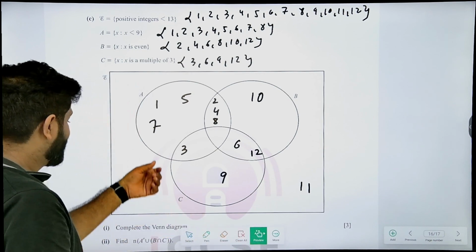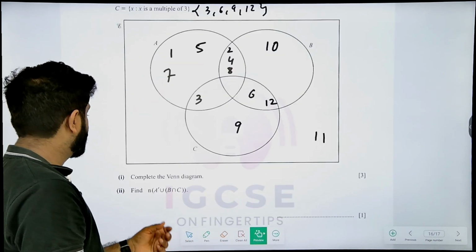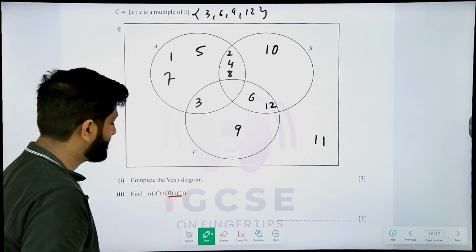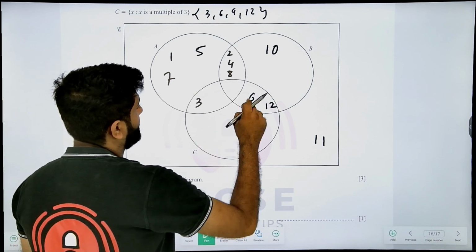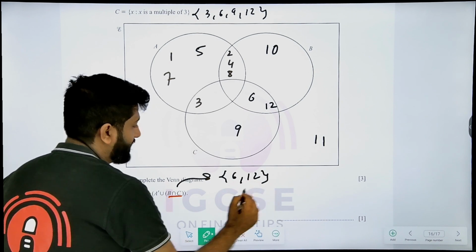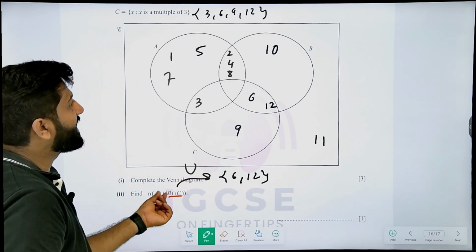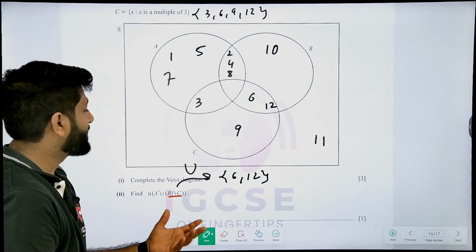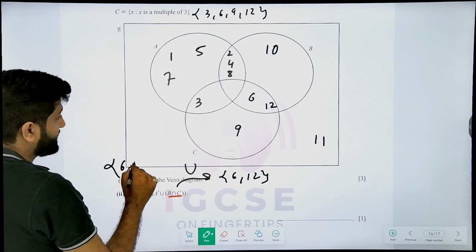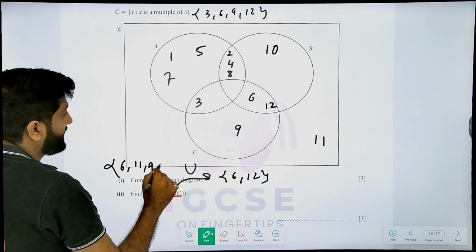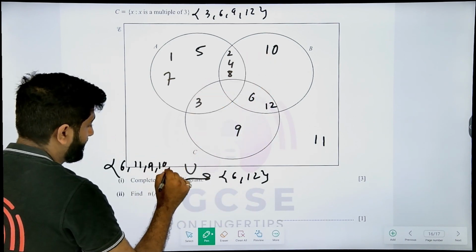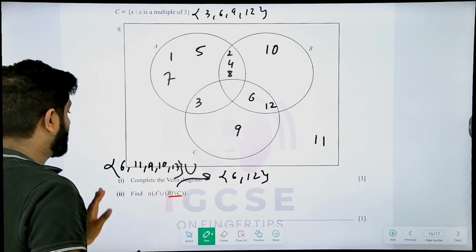Seems correct. Next question. Find A union B intersection C. Now, first, what is B intersection C? B intersection C means 6 and 12. Now its union is with A dash. A dash means something that is not a part of A. So something that is not a part of A is 6, 11, 9, 12 and 10. Right. Now it's union.